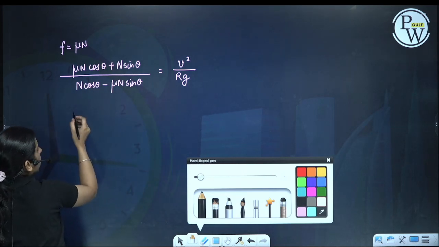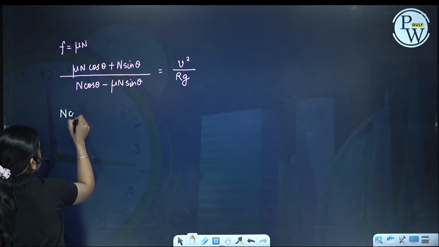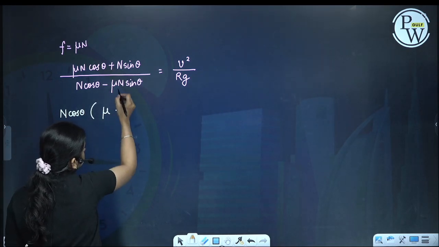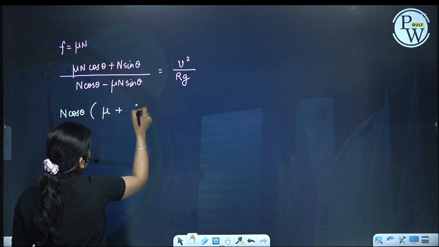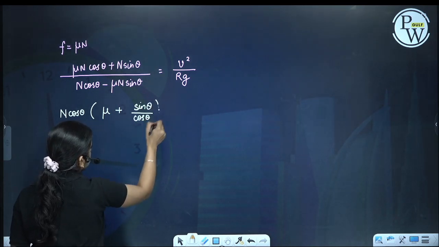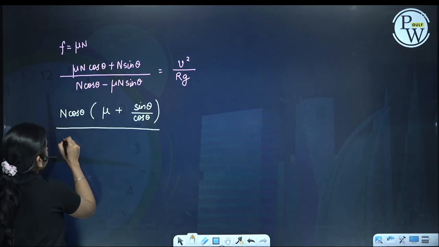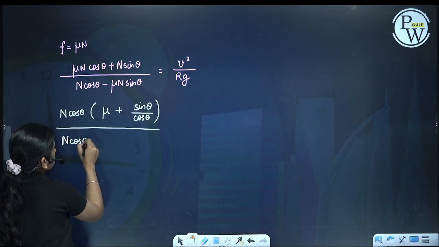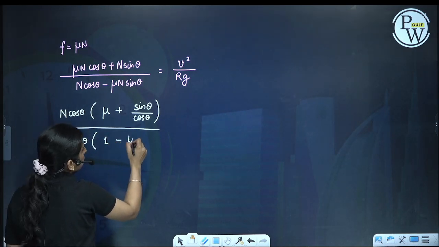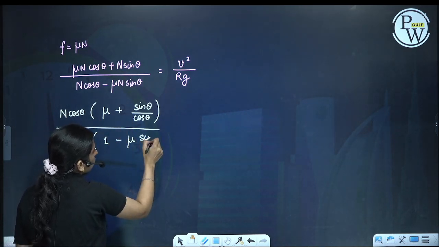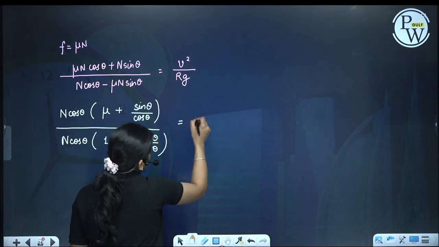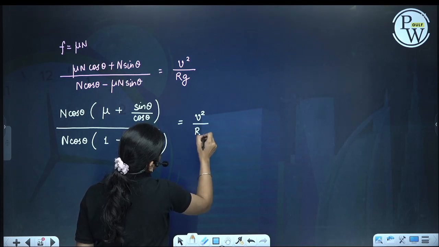Now take n cos theta common. We will get that mu plus n is common, so there is no cos. Cos will come in the denominator. Similarly, take n cos theta common from the downside as well. We will get that 1 minus mu as it is, n common, there is no cos, so it will come in the denominator, is equal to v square by rg.